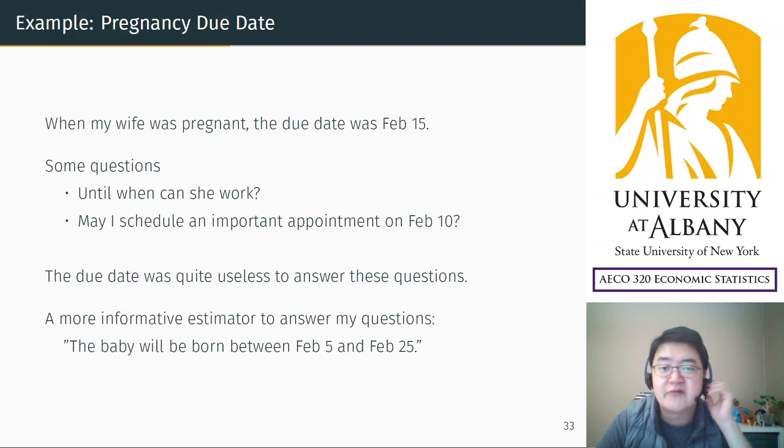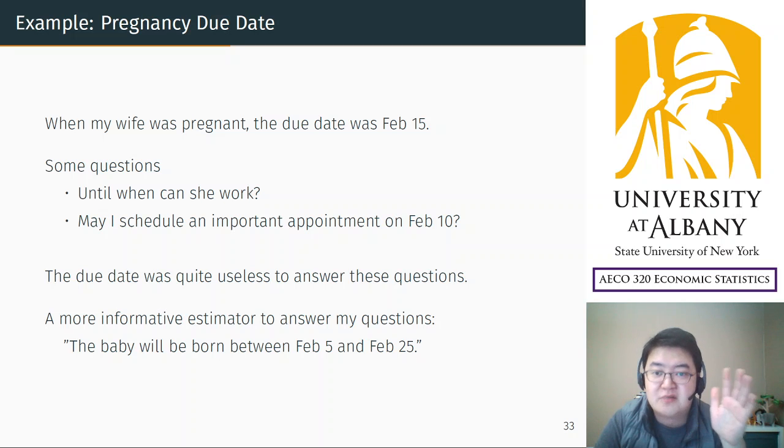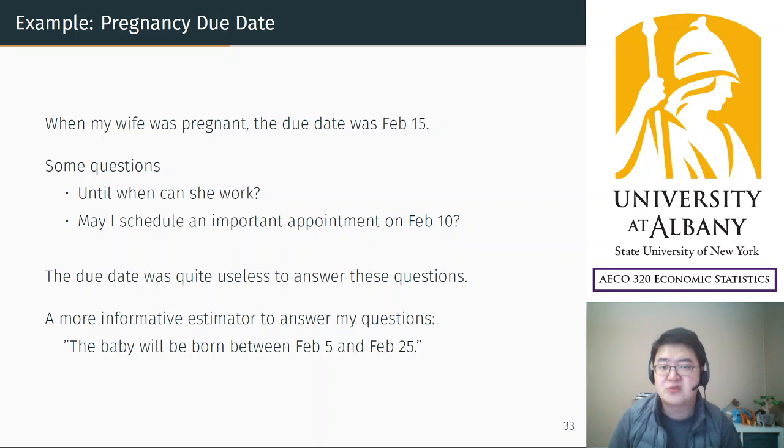Of course, my son is the first baby I had, and I was curious until when she can work. So the due date is February 15, but it doesn't mean she can work until February 14th. So there must be some buffer before the due date. And also, I was wondering if I can schedule an appointment on, say, February 10th. Is it dangerous, if it's important so that I cannot cancel the appointment? Then when is it safe and when is it not?